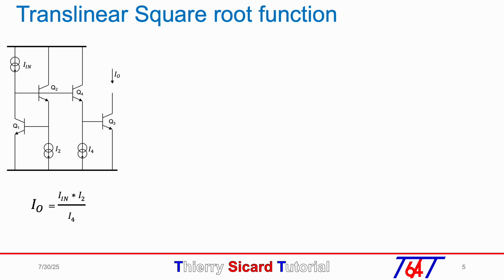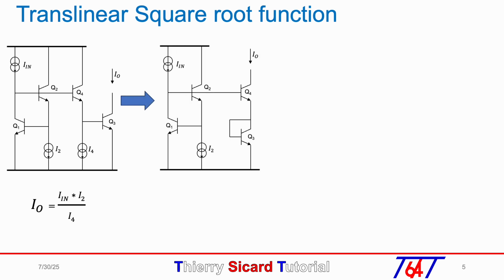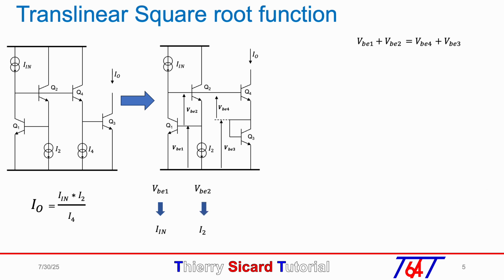In this second example, the two bipolar transistors in series are Q3 and Q4 instead of Q1 and Q2. We add the voltages VBE: VBE1 plus VBE2 equals VBE4 plus VBE3. We then check which current is related to VBE. VBE1 is biased with Iin and VBE2 is related to I2. But VBE3 and VBE4 are both biased by the output current Iout.